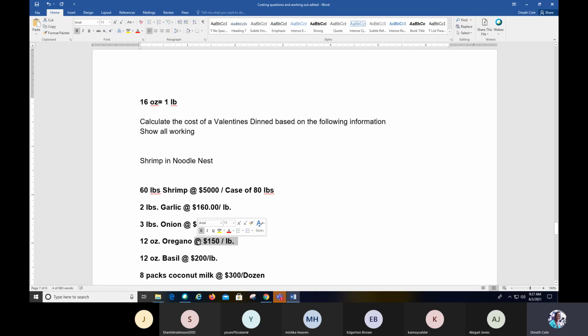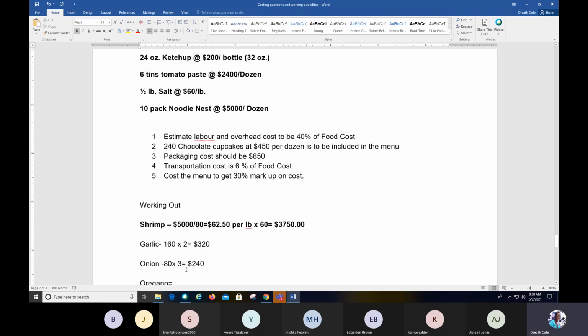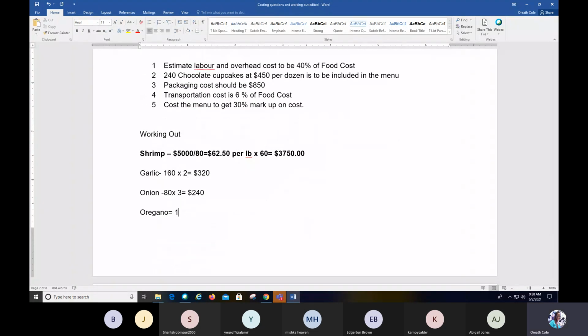Isn't that what it is saying? Yes, because if 16 ounces equal 1 pound, this is also saying that 16 ounces equal $150. I got divide. 150 divided by 16. Yes, because we want to find out how much is for the 1 ounce first. So tell me now how much for the 1 ounce.